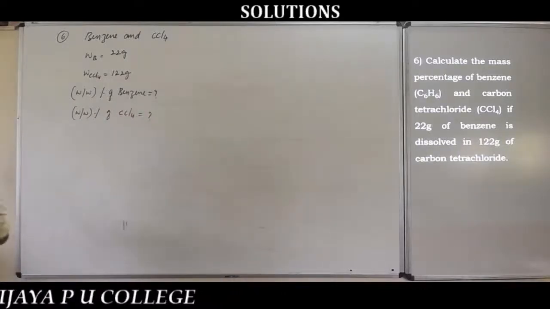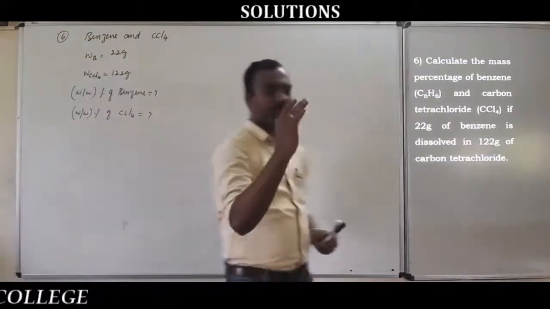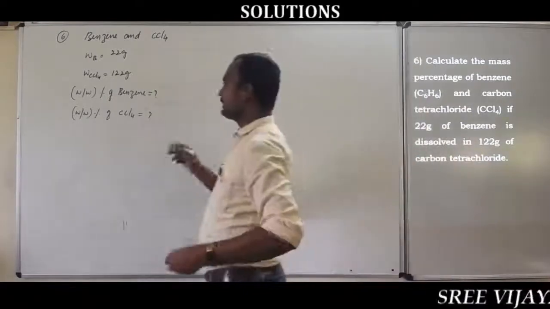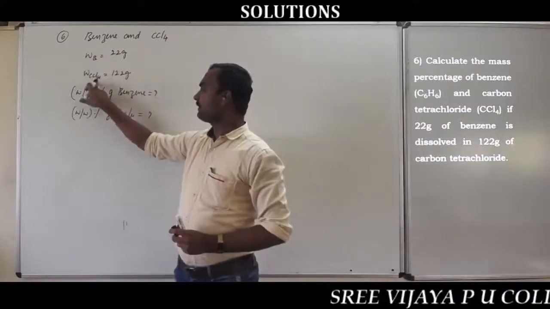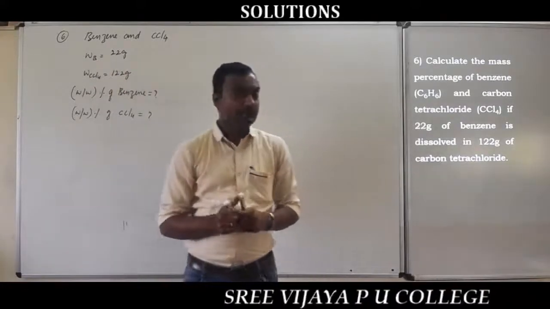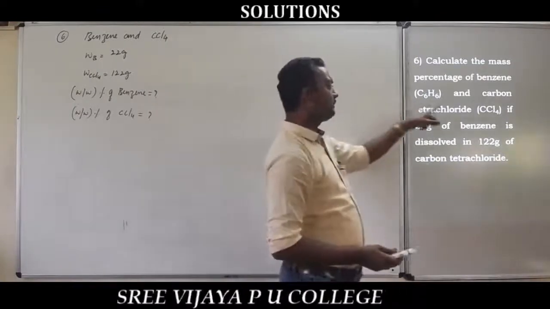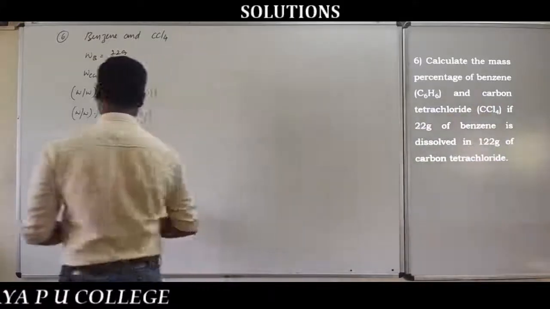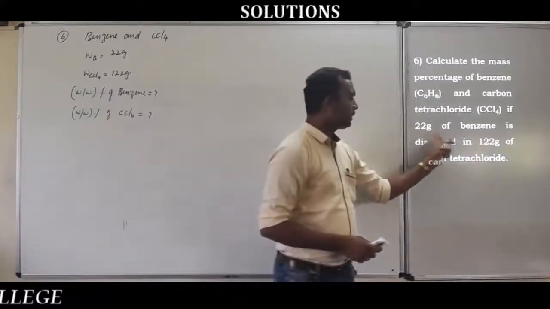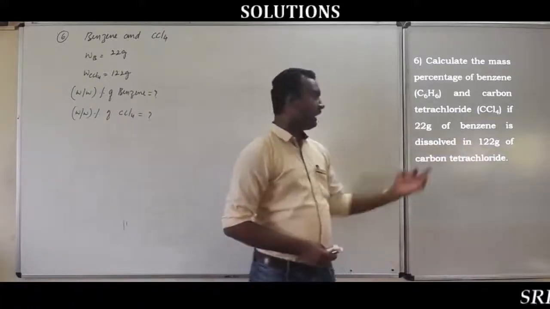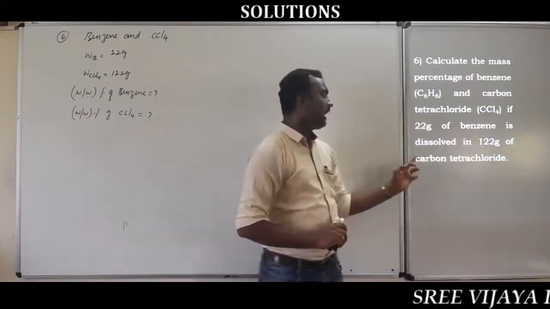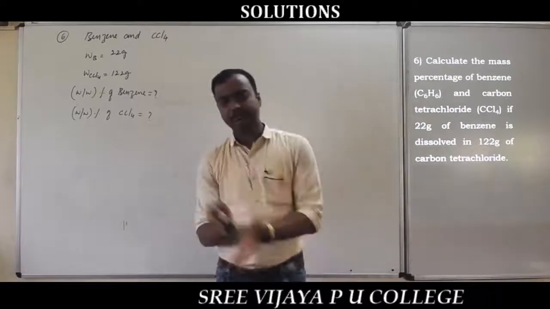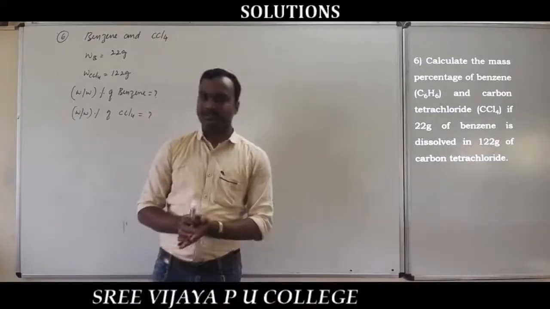So here, first, mass percentage means mass of the component divided by total mass of solution into 100. Here the mass of benzene is given as one component, and the mass of carbon tetrachloride is given as another component. So two components are mixed, benzene and carbon tetrachloride, and you get the solution. Now we need the total mass of solution. It is said that 22 gram of benzene is dissolved in 122 gram of carbon tetrachloride, so benzene acts as the solute here and carbon tetrachloride acts as the solvent.